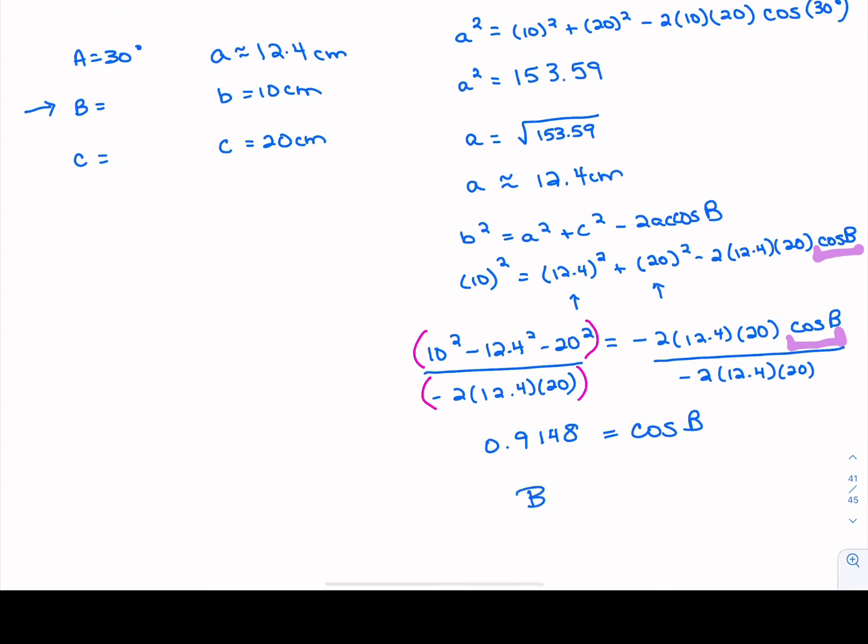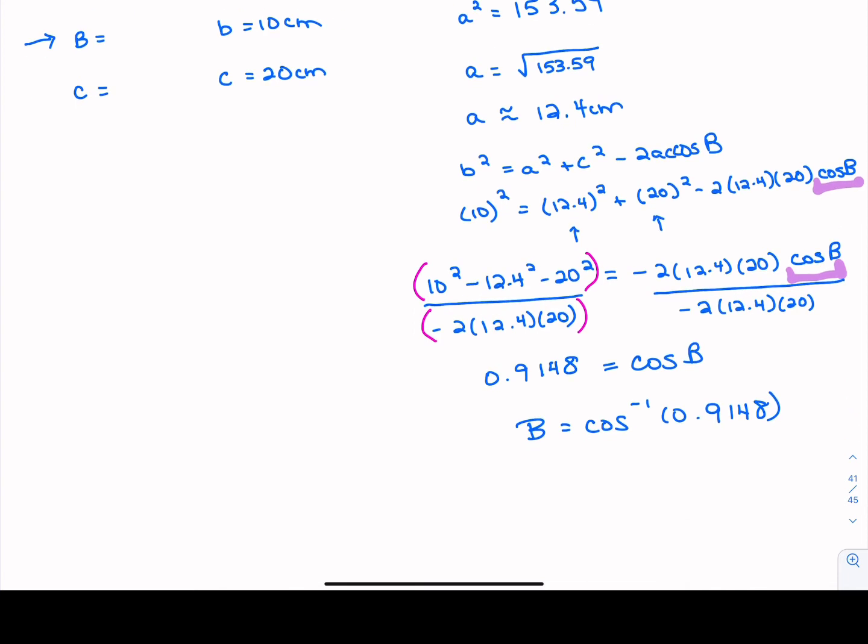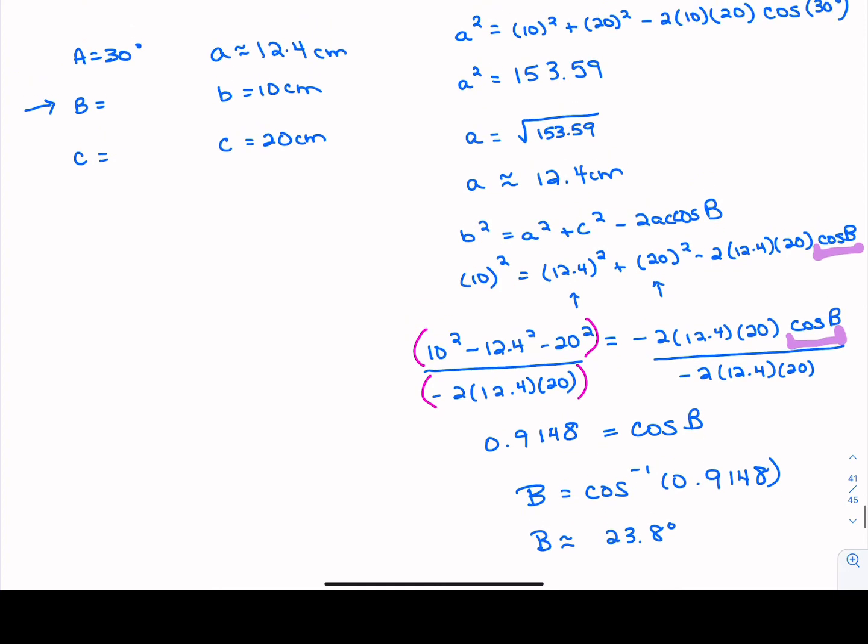So B on its own is going to be cosine inverse of 0.9148. So you're going to have to use that second function on your calculator. Again, double check that you're still in degree mode, of course, but we want to make sure that we're using cosine inverse of that decimal 0.9148. When you do, what you get for a B value is approximately 23.8 degrees. So I can fill that back into my chart and say that must be 23.8 degrees.